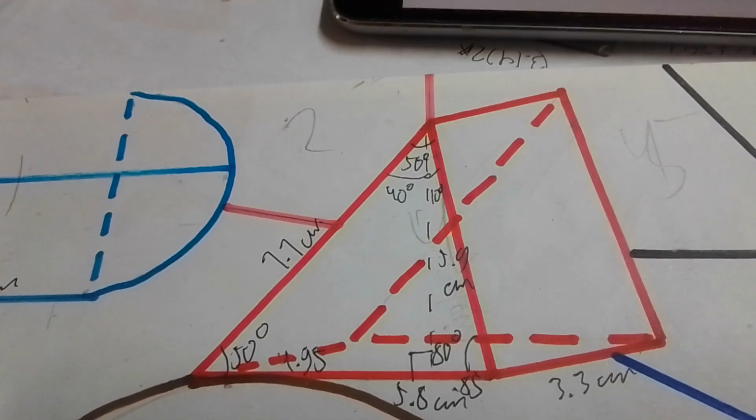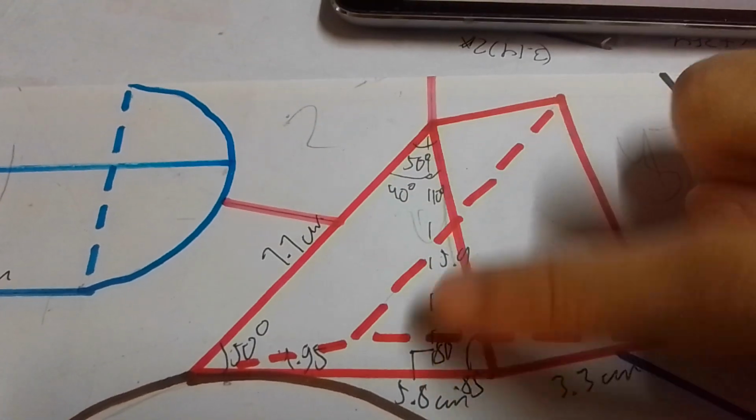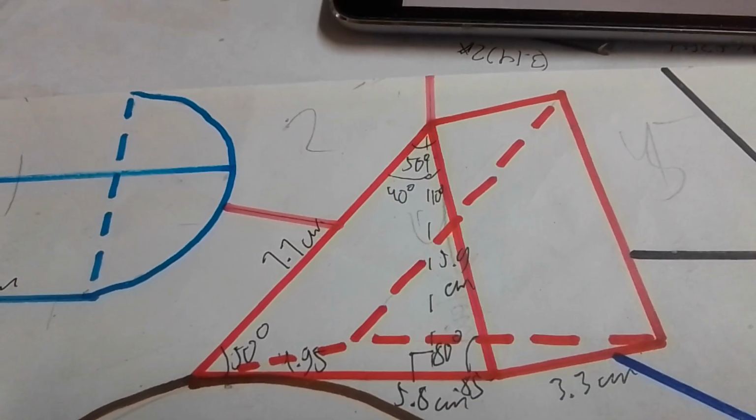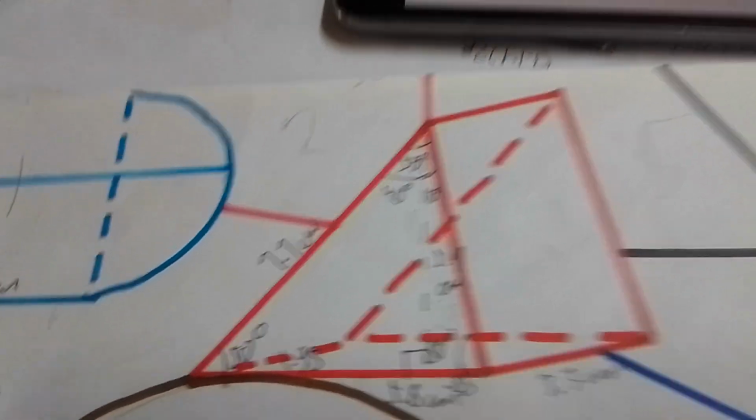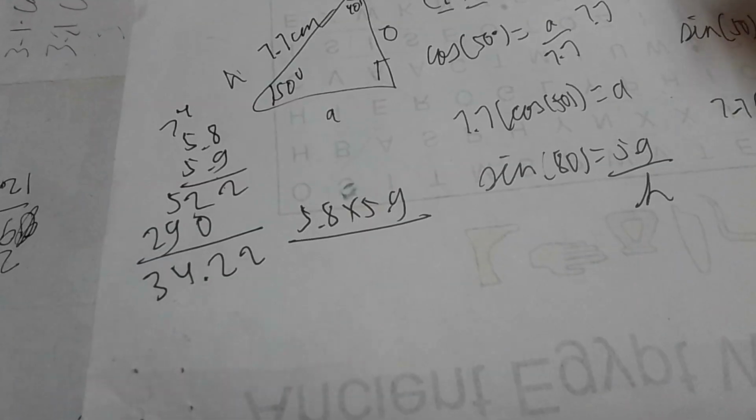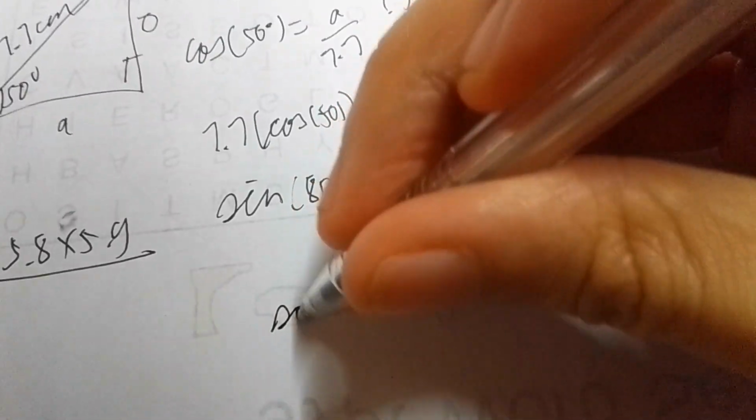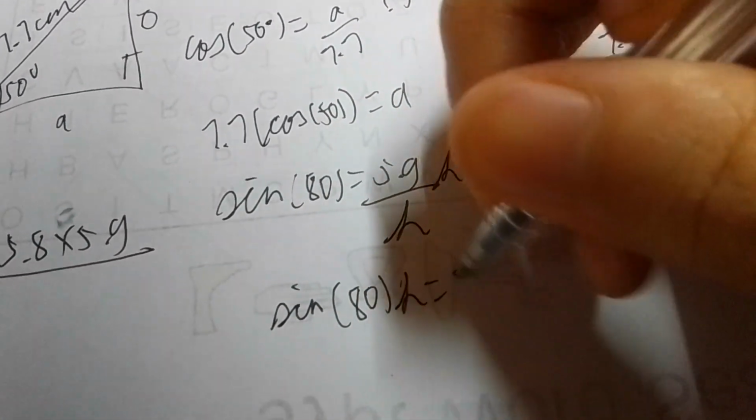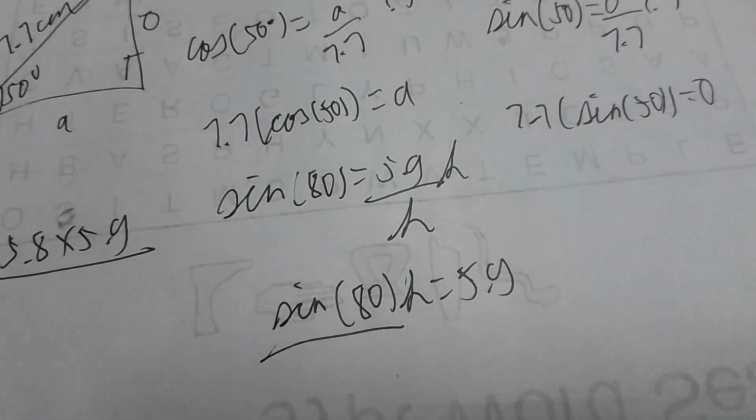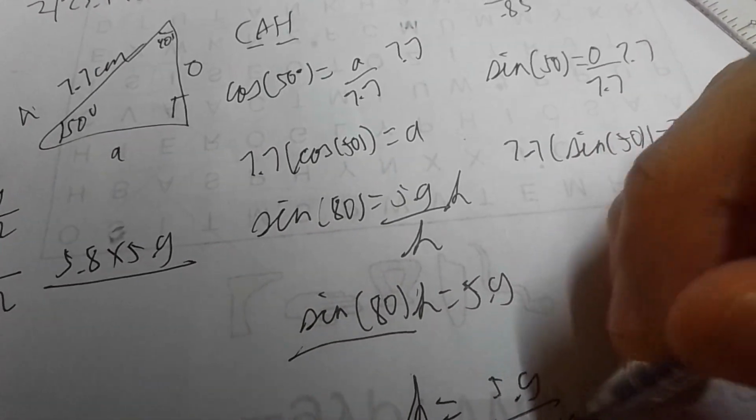So what formula are we going to use for that? Do you remember? This is the hypotenuse. This is your opposite. If you're going to use 80 degrees, therefore it's the sine. Sine of 80 is equivalent to the opposite, which is 5.9, over the hypotenuse. Multiplying both sides by h, you get sine of 80 times h is equivalent to 5.9. Divide both sides by the sine of 80. So h is equivalent to 5.9 over sine of 80.